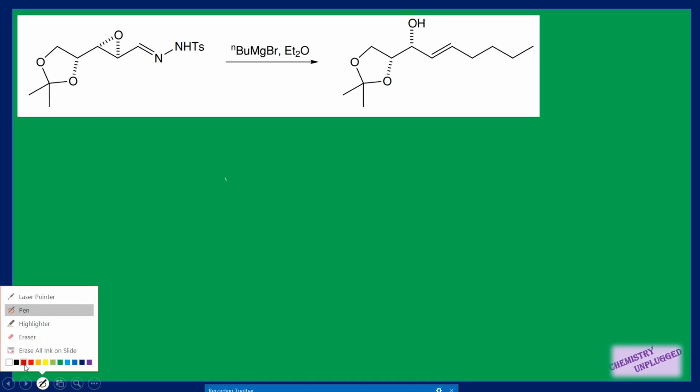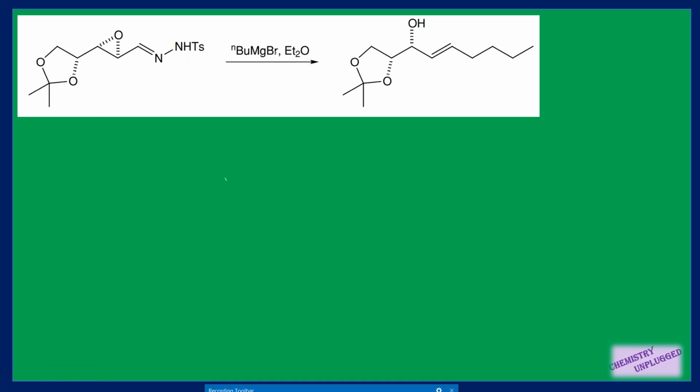The base is also different here. They are using a Grignard reagent. Generally we use KOH or some other base, triethylamine, but this time it is totally different. So basically this Grignard reagent will provide me butyl minus. It will first attack on this carbon, this bond will shift here, right? The mechanism is slightly different. We will get this type of structure.